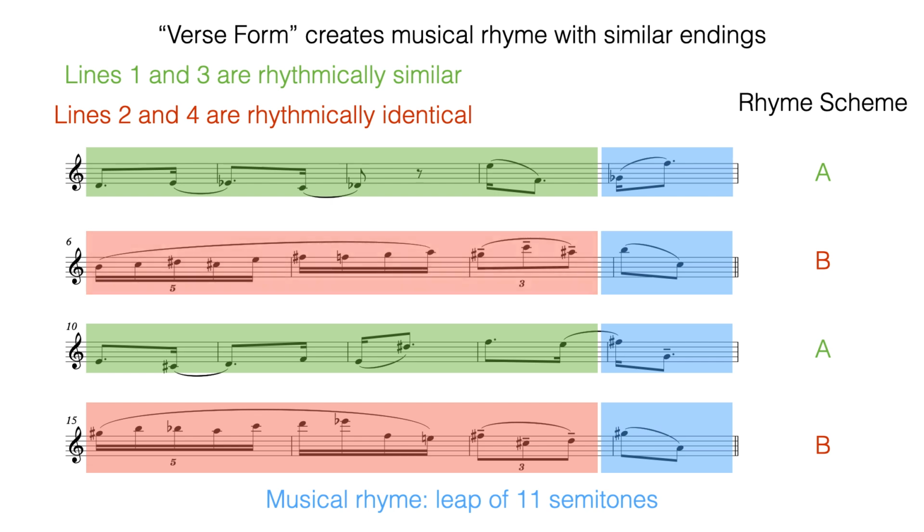Second line ascends, but decelerates rhythmically, ends with a leap of 11 semitones. Third line starts like the first, ends with a leap of 11. Fourth line is rhythmically identical to the second. It ascends but decelerates and ends with a leap of 11.